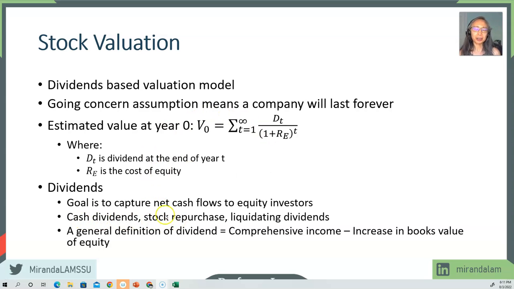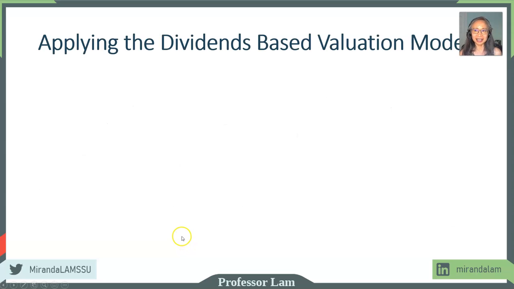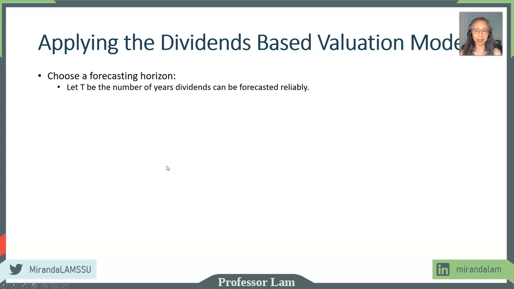Now, this is a very general framework. And remember, very important is that stock valuation is much more of an art than a science. So this is an overall framework. To actually apply this, we have to make some assumptions. So first of all, we have to choose a forecasting horizon. It can be 3 years, it can be 5 years. So let's say T is the number of years that you can reliably forecast dividends. So that's the key.